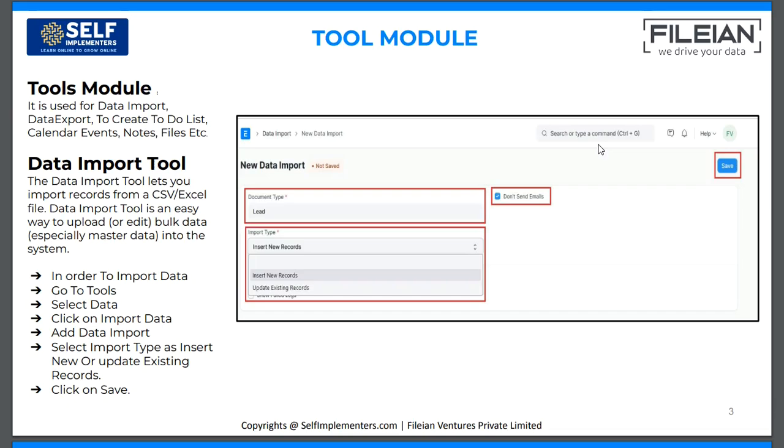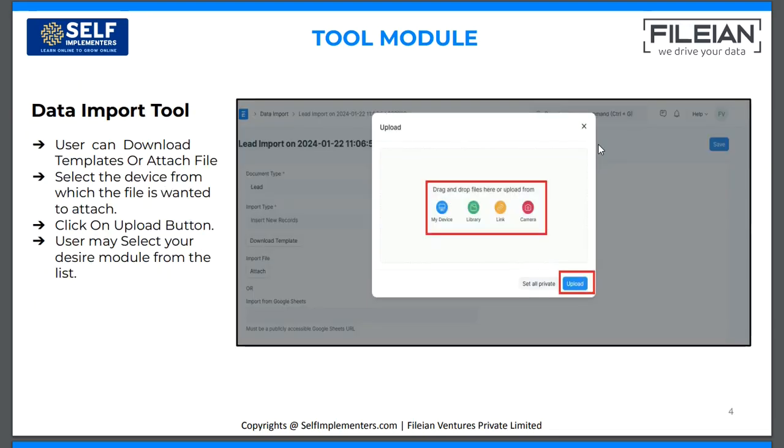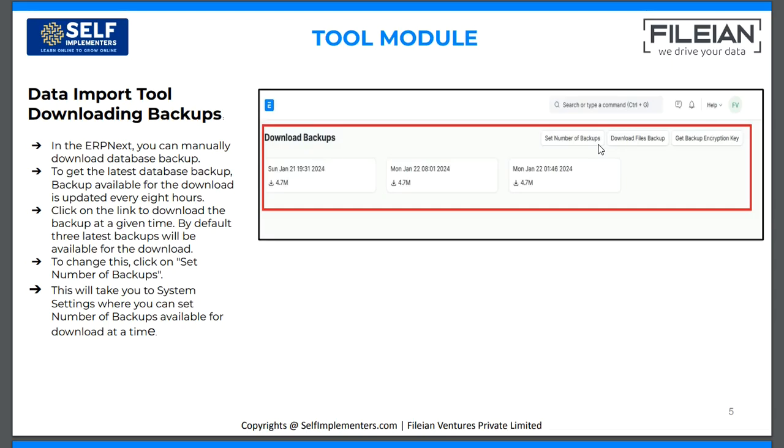We'll check the default templates available in ERPNext to import the data from other applications or other ERP software like SAP, Oracle, Microsoft, or any other financial software. Apart from that, we will see one example by importing data from a local device location to the ERPNext application. Then we will check how the database backup is generated and how we can download that backup of the ERPNext application database.